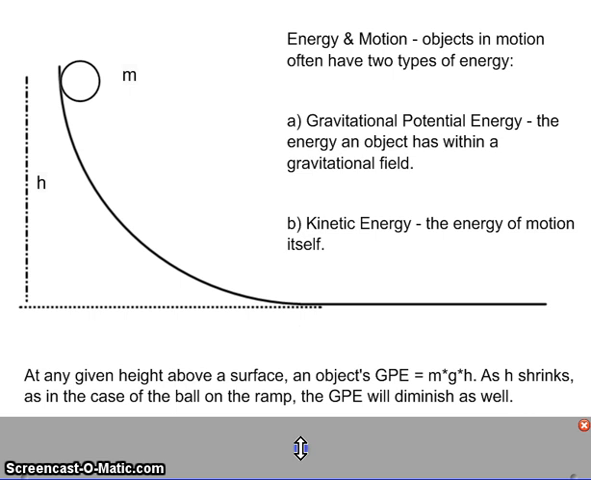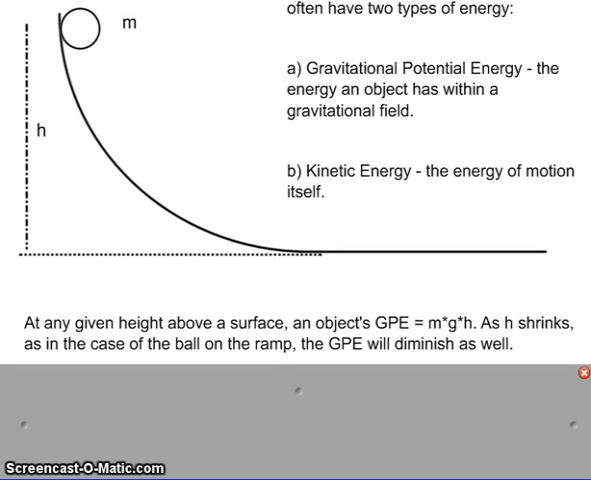We can define both. So the gravitational potential energy is the mass times the gravitational attraction, that's mg, so that's the weight of the object, or force, times the height above surface. So gravitational potential energy would equal mgh. As h shrinks, of course, as the ball is coming down the ramp, the height will get smaller and smaller. As that happens, the potential energy will diminish as well.